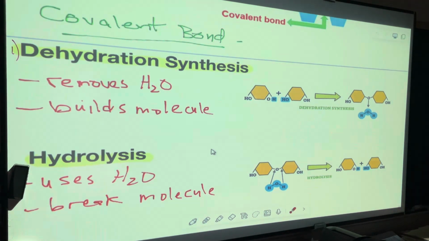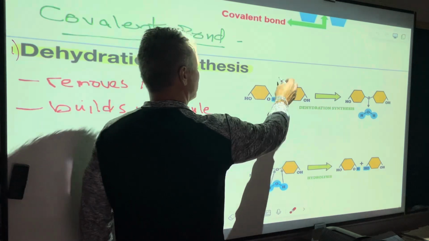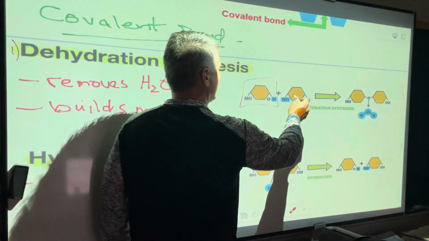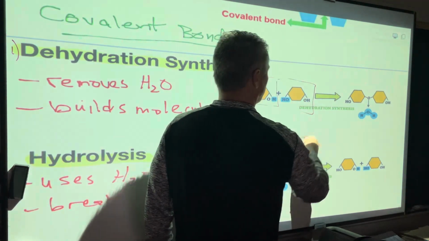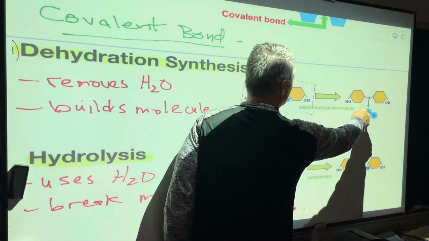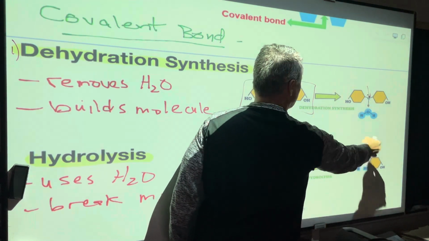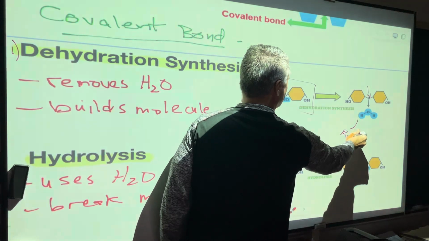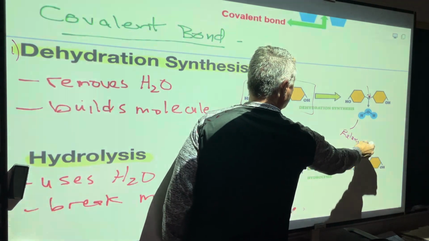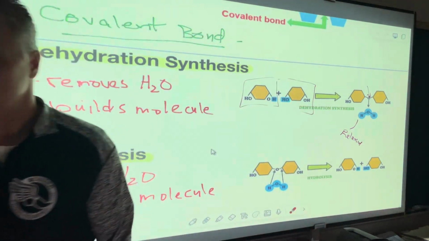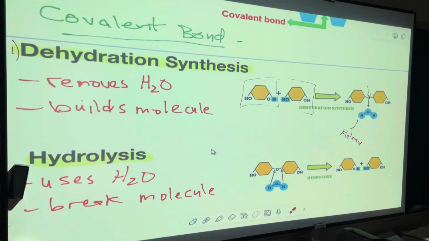And so look what happens. You get two molecules that are separate. When they get close to each other, look what they do. They join up in a chemical reaction. They create a covalent bond. Look what they released. H2O. They release H2O. When our DNA is replicating and we're making more DNA, this is what's happening. It's releasing the water. But now just on the other side of it, hydrolysis.